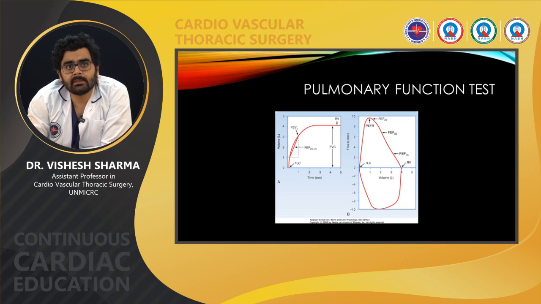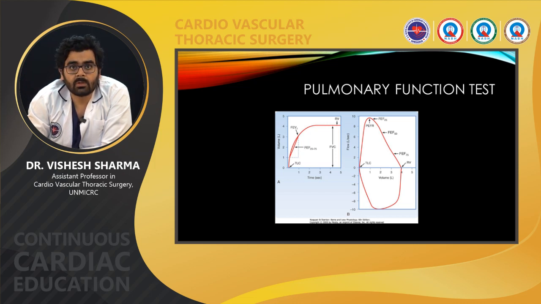Subsequently, as is seen in this graph, this is the first second, the FEV1, and this expiration continues for the same. This is the FVC. If we plot the same in a flow versus volume graph, we will notice this is the inspiratory limb and this is the expiratory limb.